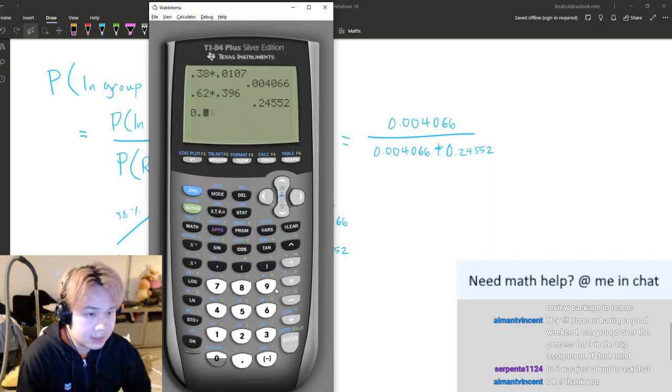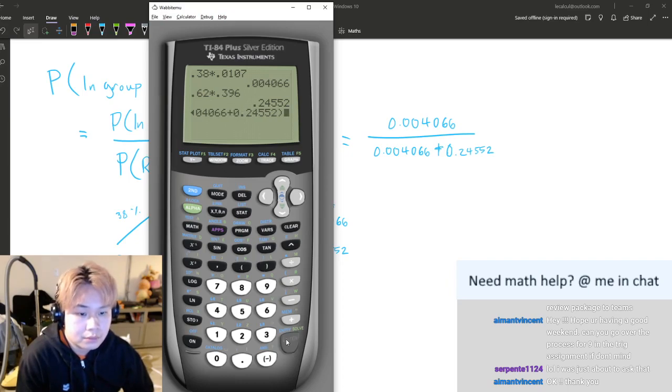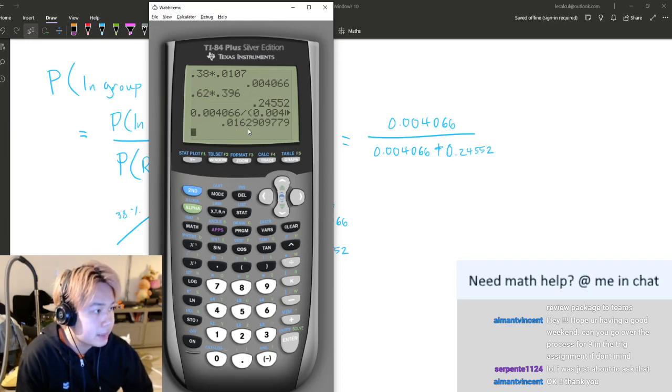So 0.004066 divided by the same number plus 0.24552. So 0.163.